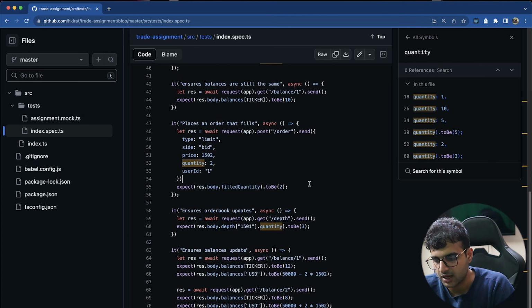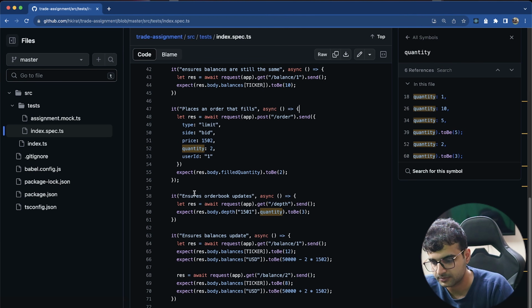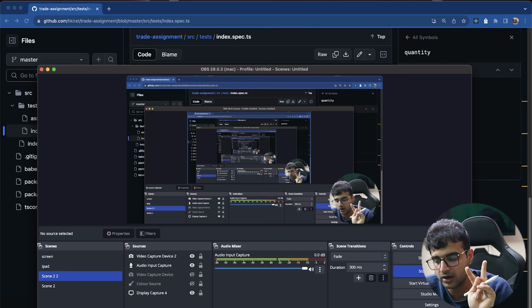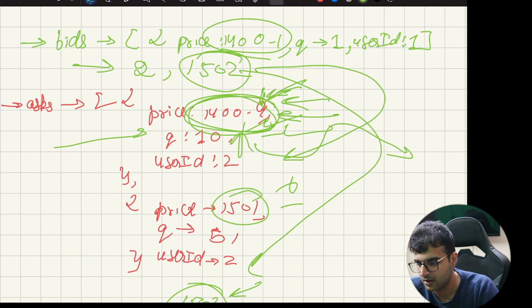So what I was saying was, after we place the order, we send the order to be placed on the order book. We say ensure order book updates. We check the depth of 1501 should have gone down by 2. But ideally, what depth should have gone down by 2? It should have been this guy right here, because this is the better price. This is the worst price. This is where the match should have happened, which basically comes to tell you, okay, we're not sorting bids and asks correctly.